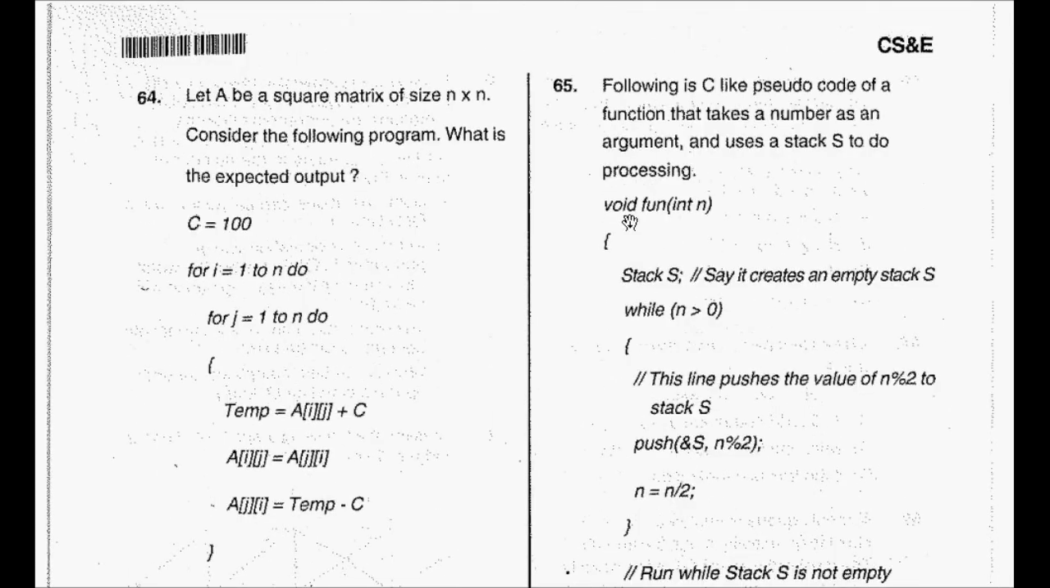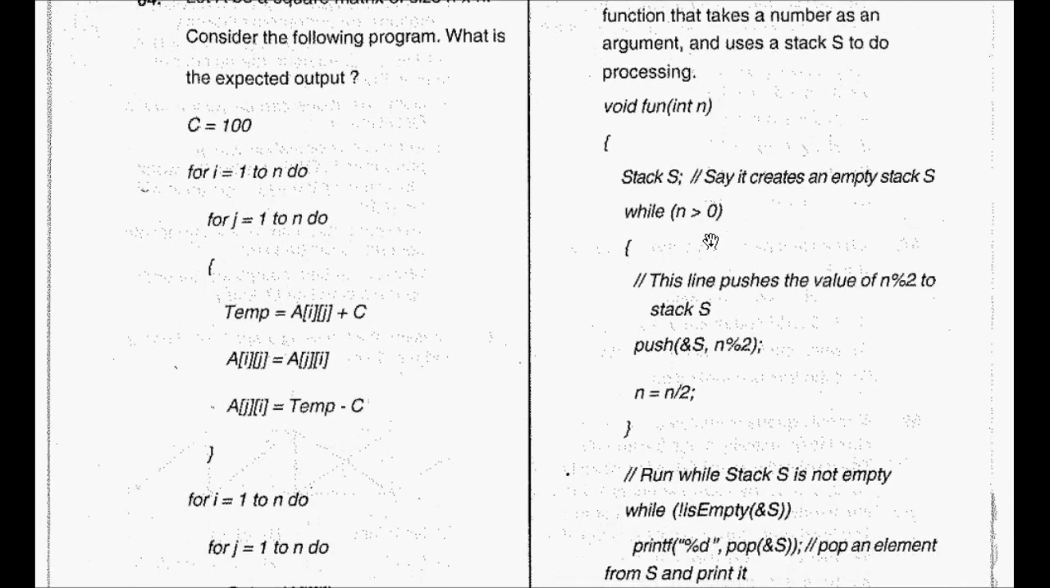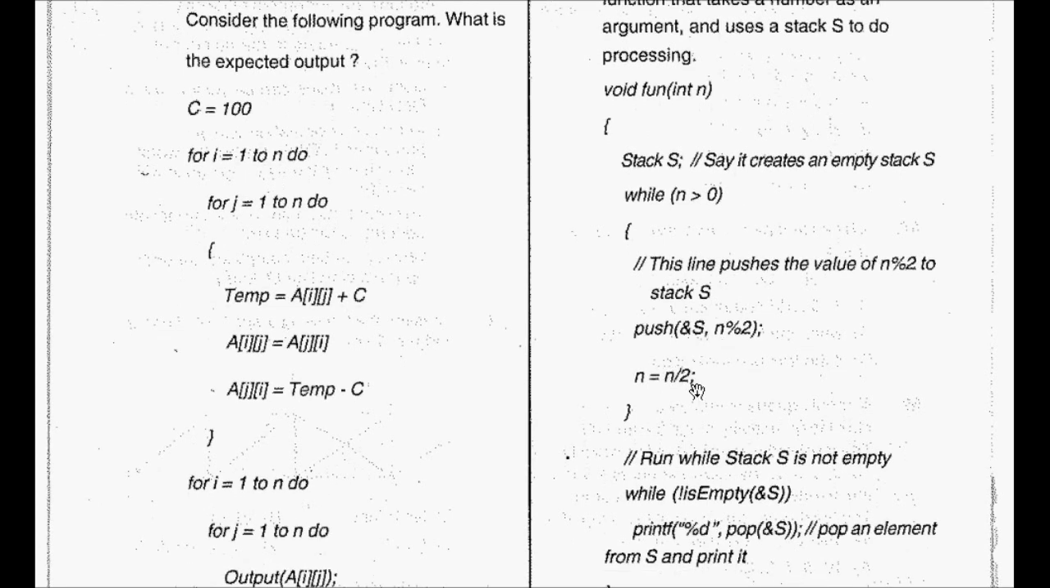Okay. Next is this, following is C like pseudo code. स्टैक एक्स एस में वैल्यू डाल रहे हैं टिल, और फिर उसका n% मॉड्यूलर डिवीज़न कर रहे हैं. फिर n इक्वल टू n बाई 2. तो ये वैल्यू पुश करते जा रहे हैं.